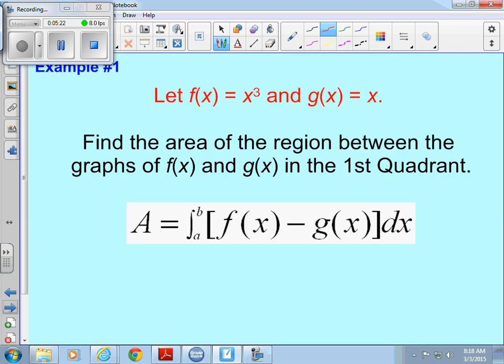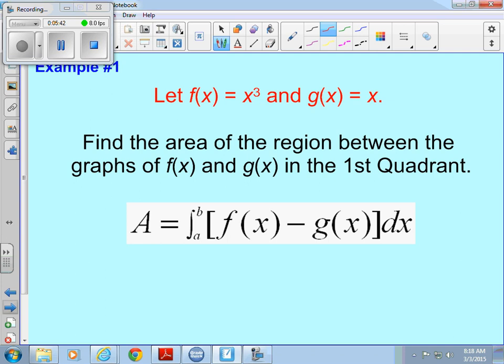So this is the first one. And you notice it has to be specific because there's a lot of times that functions may or may not intersect. So this one says, find the area of the region between the graphs of f of x and g of x in the first quadrant.